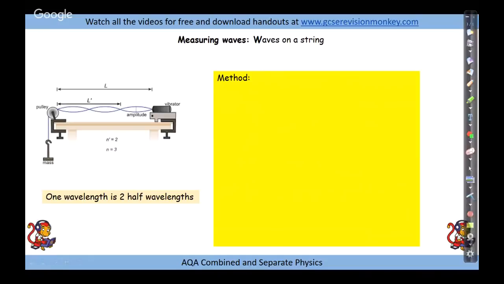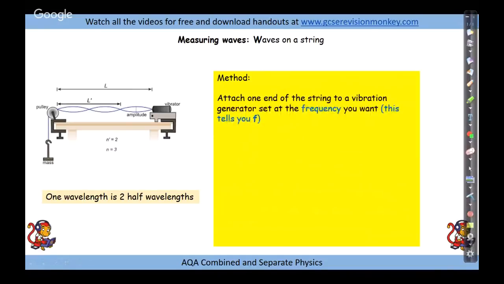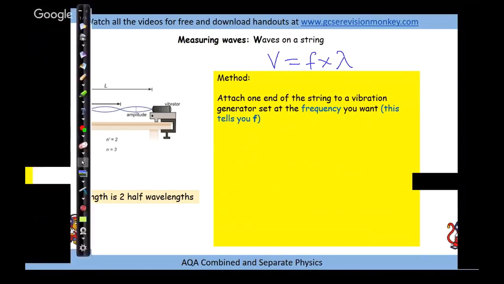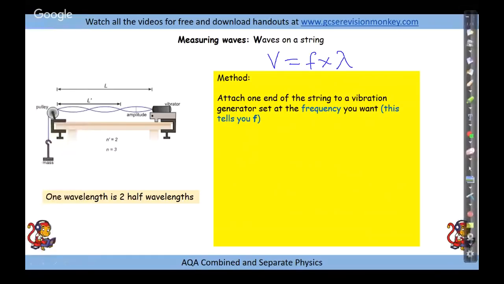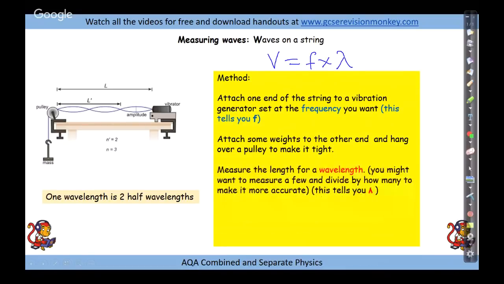Okay, so what's the method for this then? Well, we're going to attach one end of the string to a vibration generator, set it at the frequency you want. This is going to tell you F, and again our equation is V equals F times lambda. Attach one end of the string to a vibration generator. It's going to tell you the frequency you want. You're going to put some weights on the other end and hold it over a pulley. Now, why you do this is just to make it tight, so that we don't have a loose piece of string, because a loose piece of string won't show the waves. So make it nice and tight.